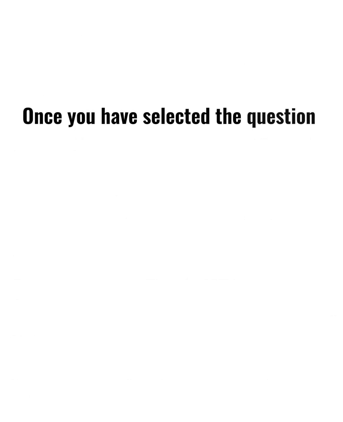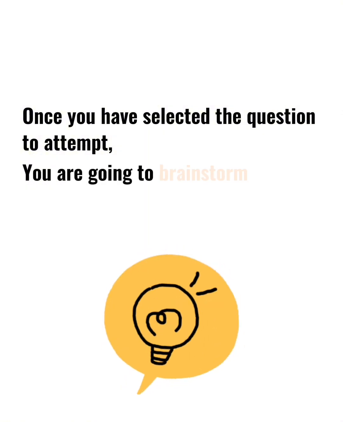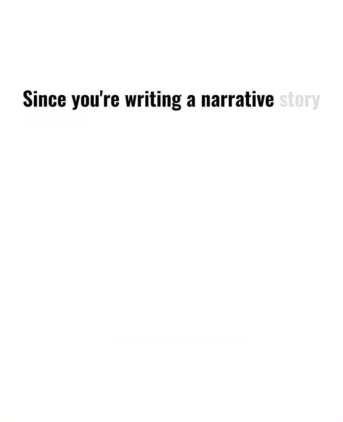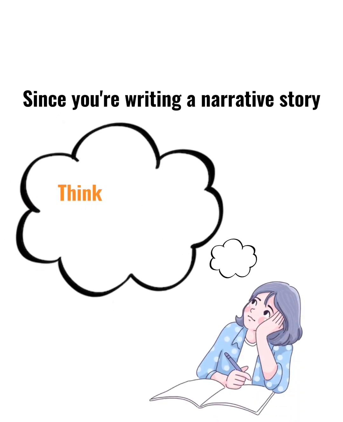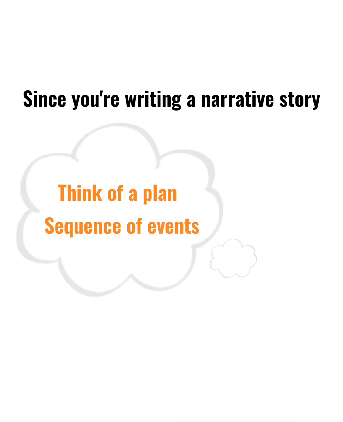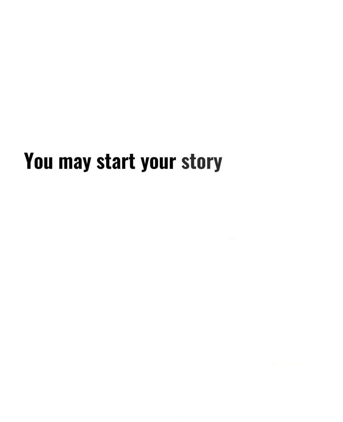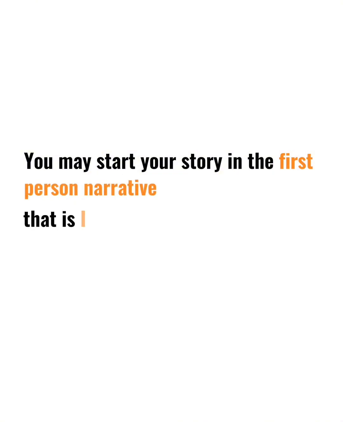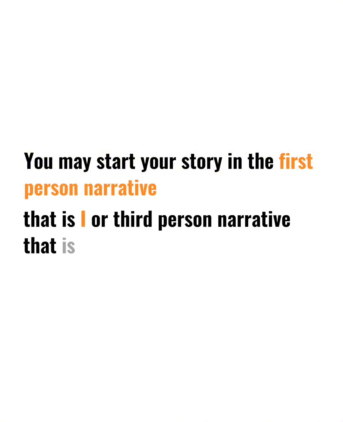Once you have selected the question to attempt, you are going to brainstorm the ideas. Since you're writing a narrative story, you must think of a plan. You must think about the sequence of events that will happen in your story. You may start your story in the first person narrative, that is I, or third person narrative, that is he, she, or they.